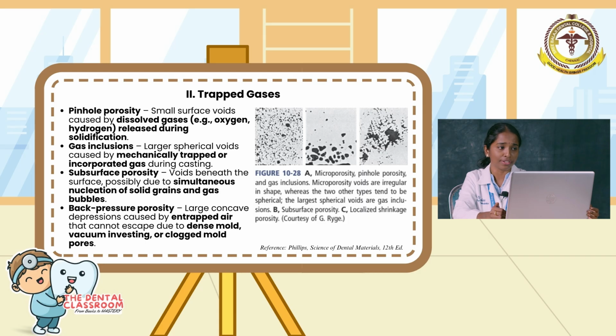Coming to the trapped gas porosities, the first one is pinhole porosity. These are small surface voids caused by dissolved gases, particularly oxygen and hydrogen, released during solidification. Gas inclusions appear as larger spherical voids caused by mechanically trapped or incorporated gas during casting. Subsurface porosity consists of voids beneath the surface, possibly due to simultaneous nucleation of the solid grains and gas bubbles. Back pressure porosity consists of large concave depressions caused by entrapped air that cannot escape due to the dense mold, vacuum investing or clogged mold pores.